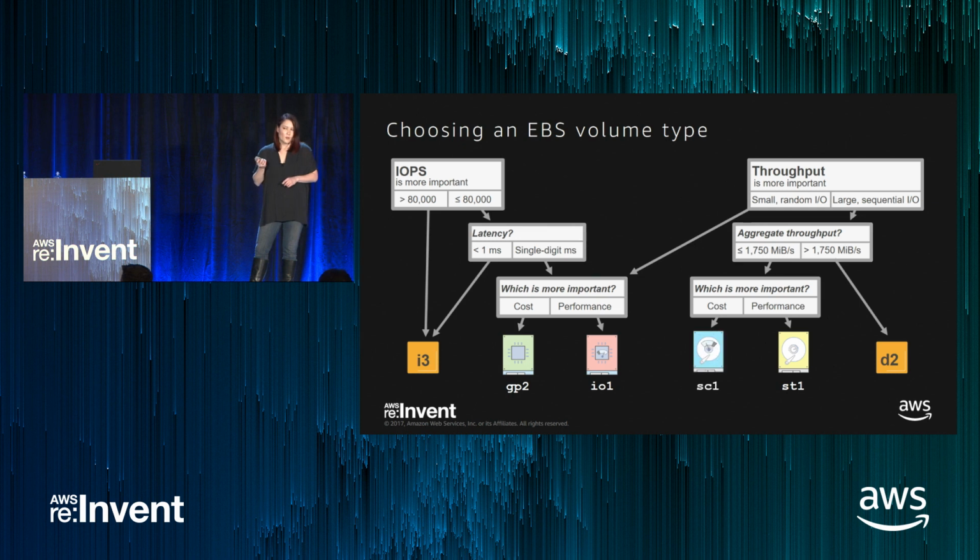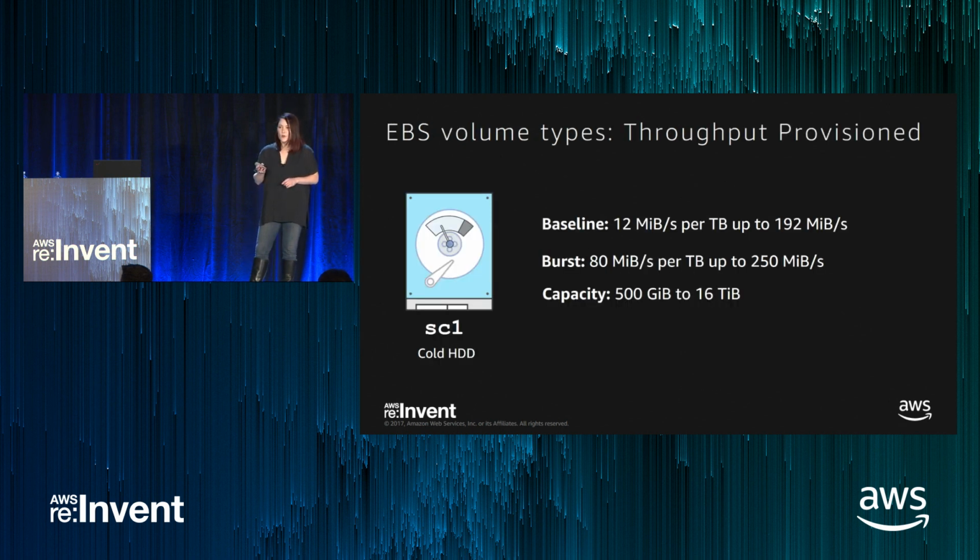But if cost is more important to you, then you want to take a look at SC1. So SC1 is a lot like ST1, it's just got slightly more modest performance specs. You can burst up to 250 megabytes a second, and the baseline is a little cooler. But it's useful for almost all of the same workloads, just in a slightly colder setting.